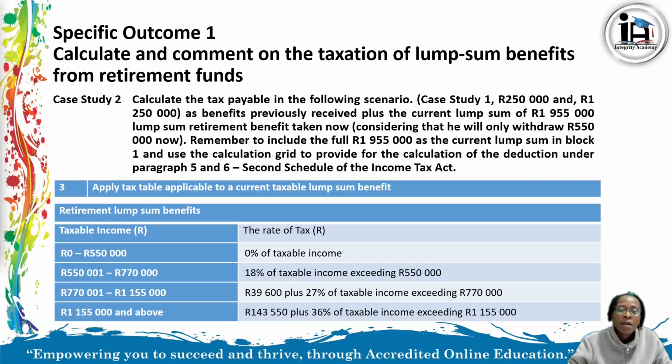So number 3, we apply tax table applicable to a current taxable lump sum benefits. That is there below there is our retirement lump sum benefits tax table.